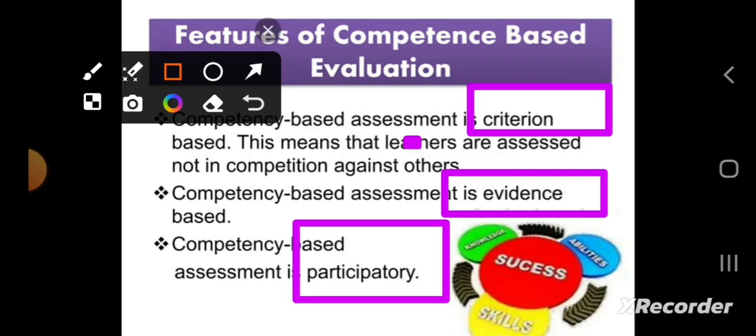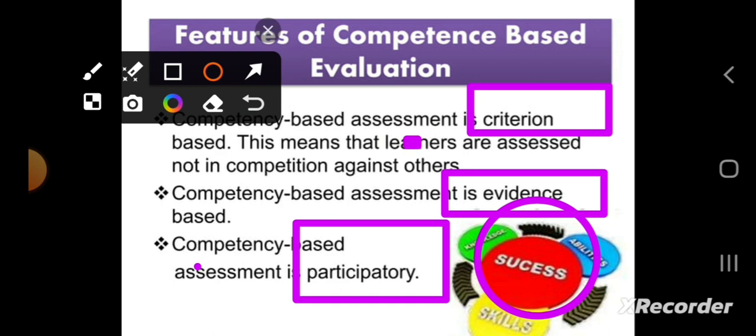Emphasis on success. The primary goal of competency-based evaluation is to ensure that learners achieve success in mastering the required competencies. It supports learners in identifying their strengths and areas for improvement, promoting continuous growth and development.